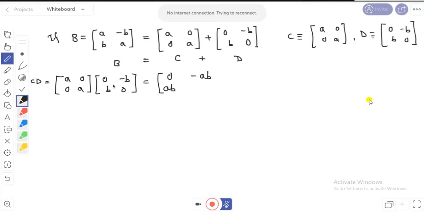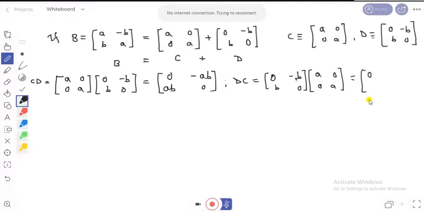And if you multiply here, this is 0 0, this is 0, so this is the value of CD. What about DC? If we try to find the value of this, 0 minus B, B and 0, and multiply it by C, and C is A 0 0 A. If you multiply this, here 0 0, so the first entry is 0, here 0 minus AB, this is minus AB, here 0 0 AB, this is AB, and the second one is 0, this is 0 0.